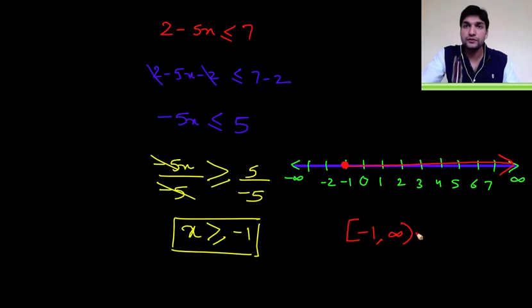Infinity can never be squared because we don't know exactly what the value of infinity is. We have no idea where is the actual value of infinity, so we can never put a square bracket here. But here, since x is starting at -1, x can have this value -1, so we have to put the square bracket here. So this is the domain of x.